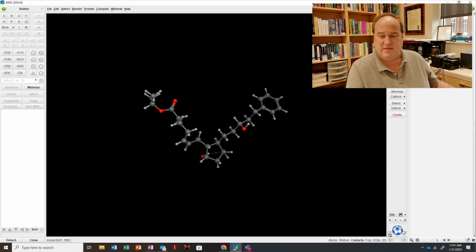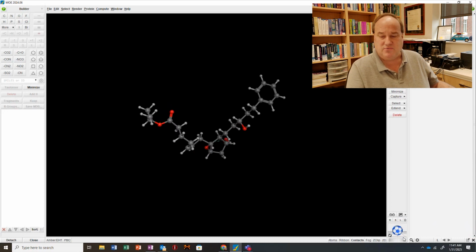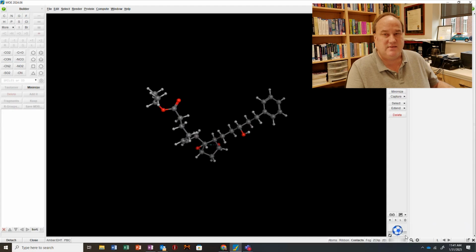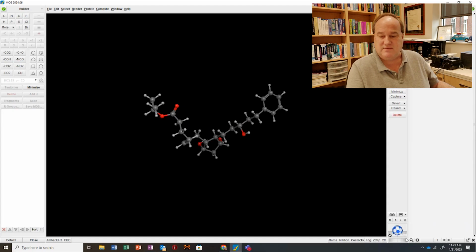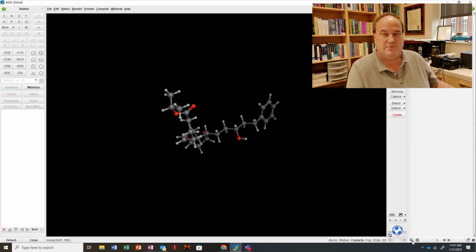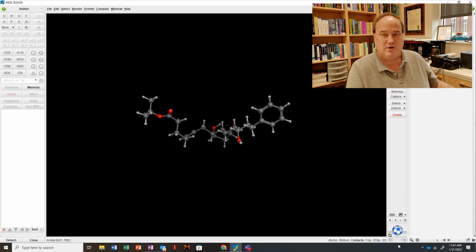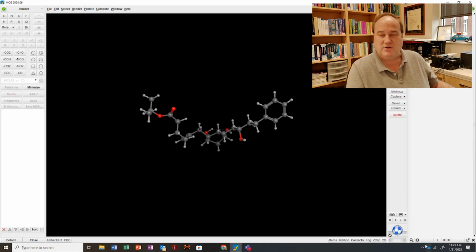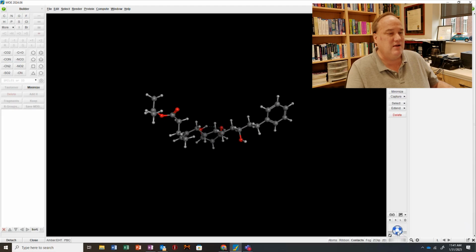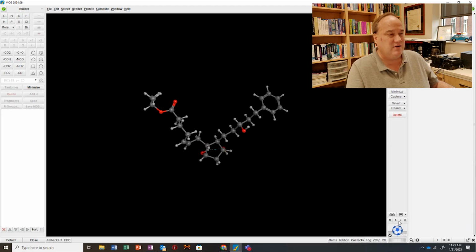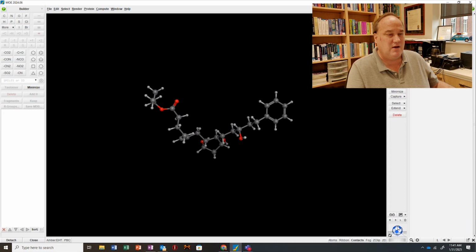So latanoprost is the 67th most prescribed drug out of the top 100 in the United States as of 2022. So that's kind of interesting. I guess a lot of people are treating potential complications of glaucoma or just high intraocular pressure. And so let's just look at some of the structures here.